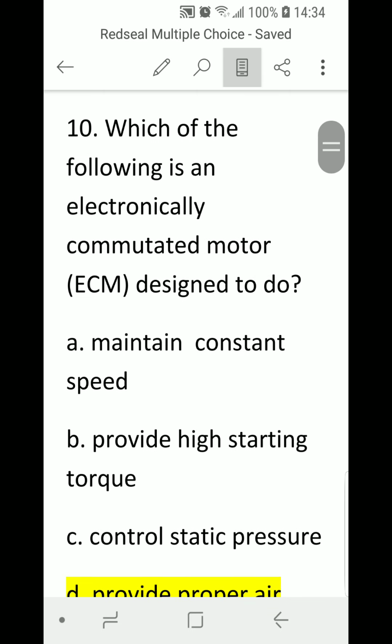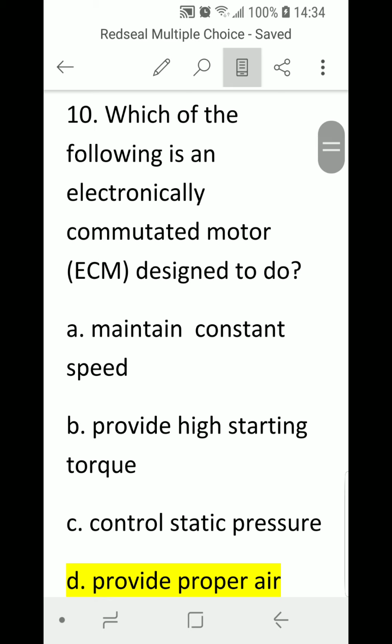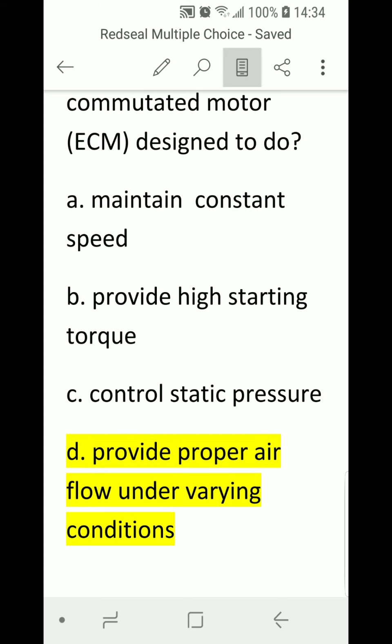Number 10, last question. Which of the following is an electronically commutated motor or ECM designed to do? A. Maintain constant speed. B. Provide high starting torque. C. Control static pressure. Or D. Provide proper airflow under varying conditions. D is the correct answer. Provide proper airflow under varying conditions.